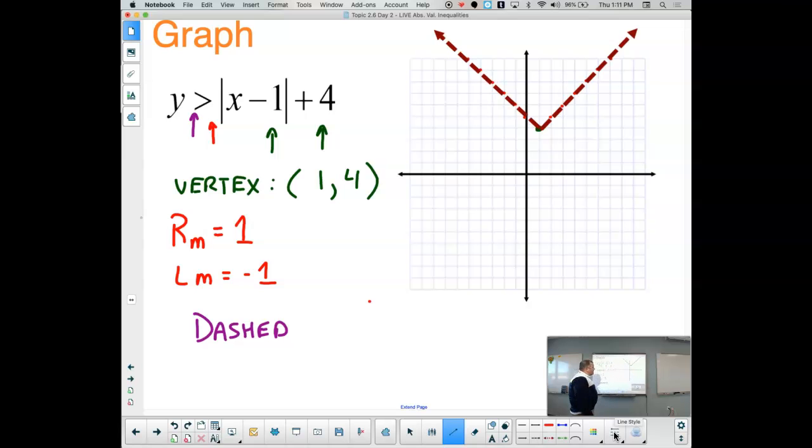Just like that. There we go. Okay, so there it is. Now we choose a test point. I didn't go through the origin here, so that is the test point that I am going to use.